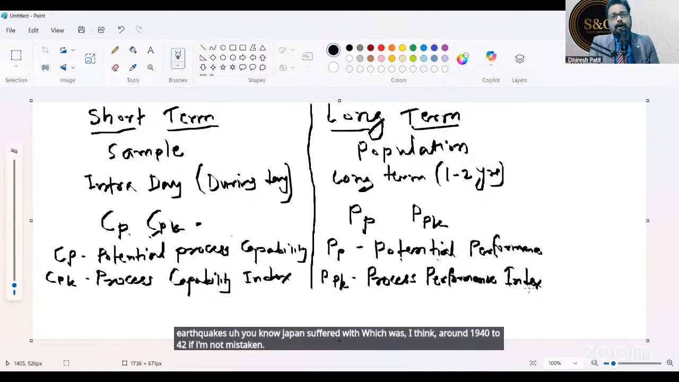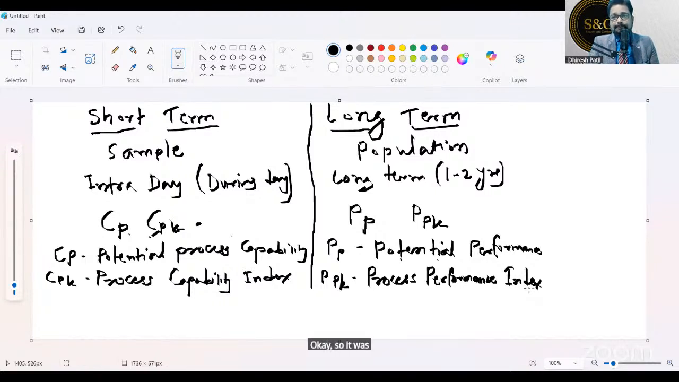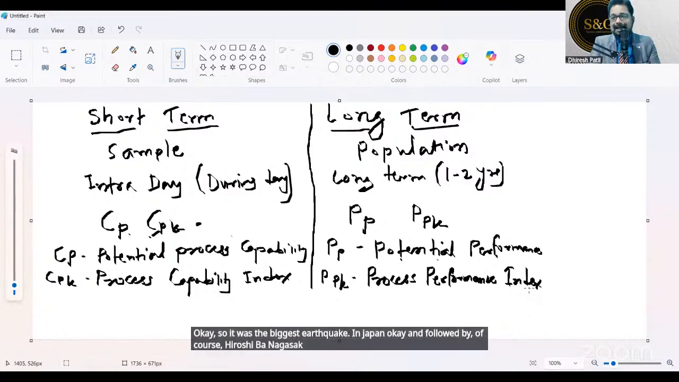Okay, so it was the biggest earthquake in Japan. Okay, and followed by, of course, Hiroshima, Nagasaki, which entirely collapsed the nation.